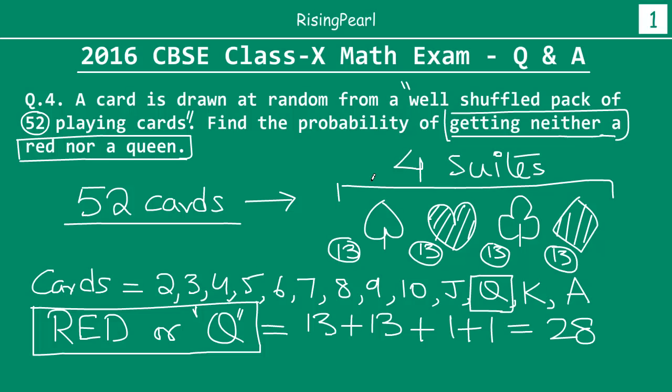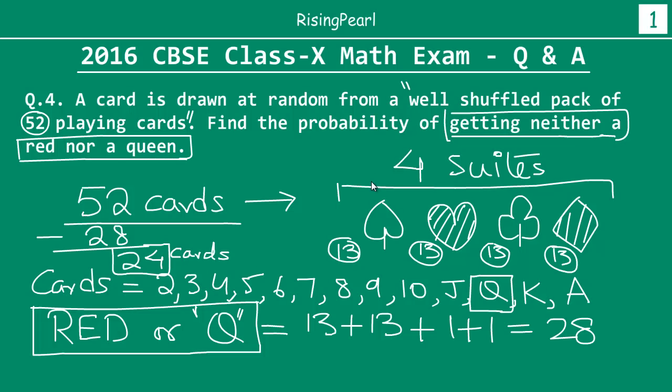That satisfies this. Now what is the opposite of this? We don't want to pick red or queen. In other words, we have to take a look at the total: 52 minus 28. If we do this, we will get 24. In other words, there are 24 cards which are neither red nor queen.